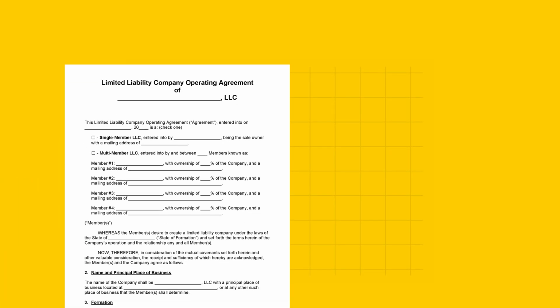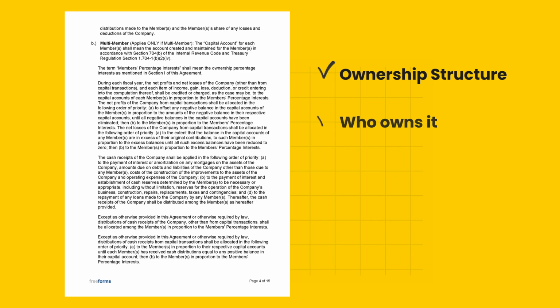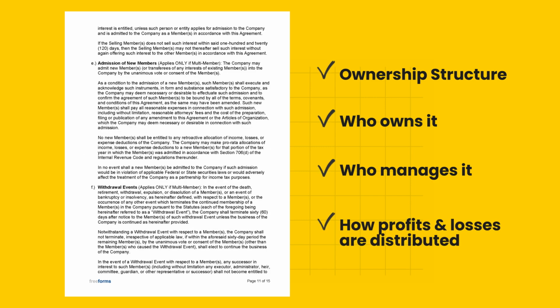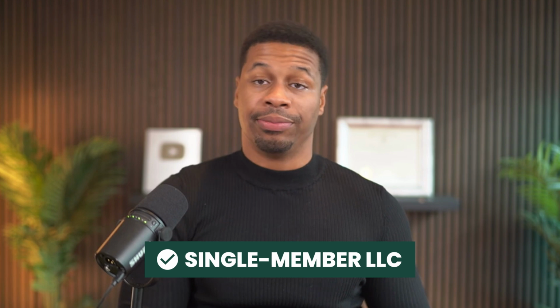So let's talk about this document. It typically outlines the ownership structure of the LLC, who owns it, who manages it, and how profits and losses are distributed, and so on. Now, if you are creating a single member LLC, or in other words, you own 100% of the company and no one else, then this may be a very straightforward and simple document.